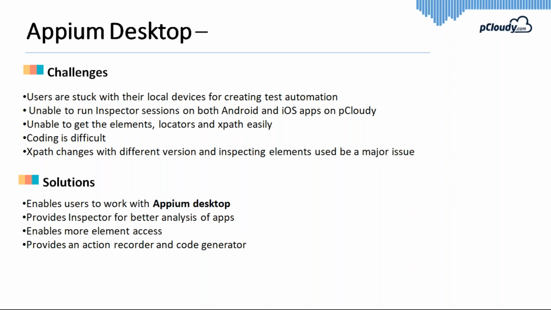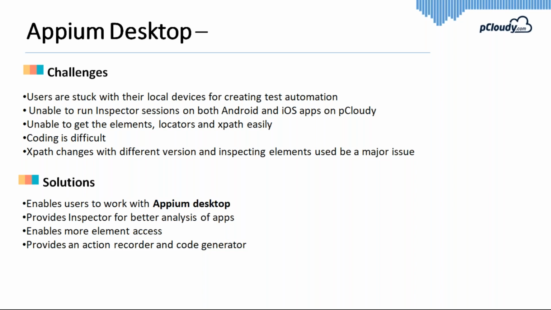The first challenge which we have seen is, most of the time the users are stuck with their own physical devices in their possession. So while creating test automation, they have to connect the device to their local system and then use UI Automator 2 or some other tools to get the object elements, then create the test automation cases, write the code, and test it locally once, and then they can probably use that on pCloudy, right? That's what most of the users were typically doing so far. So that's one of the big challenges we are seeing in the market for pCloudy.